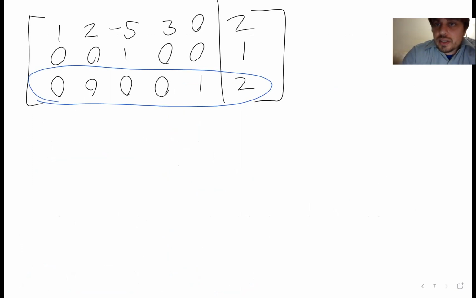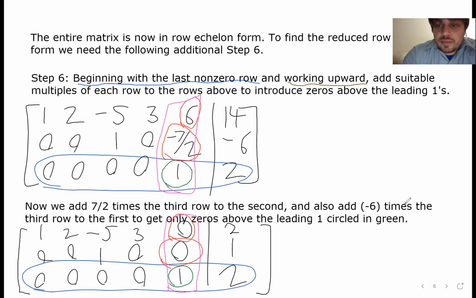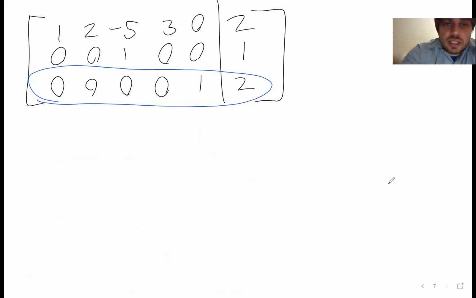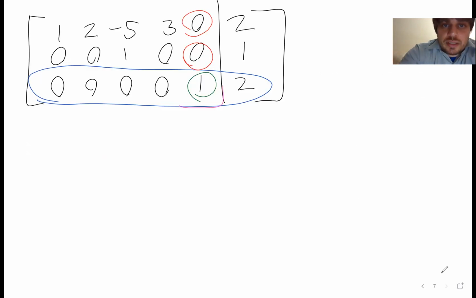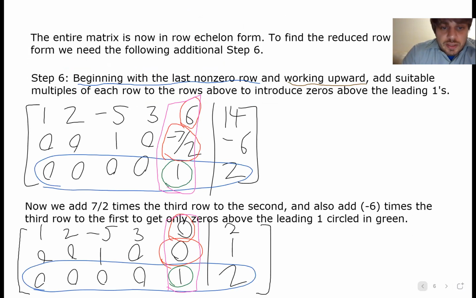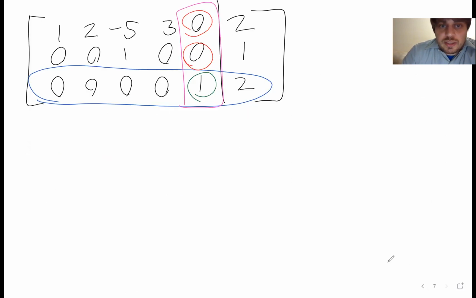Green, green, red, red, light pink. There's that. Just checking. Okay, good. But now we're going to work upwards, right?